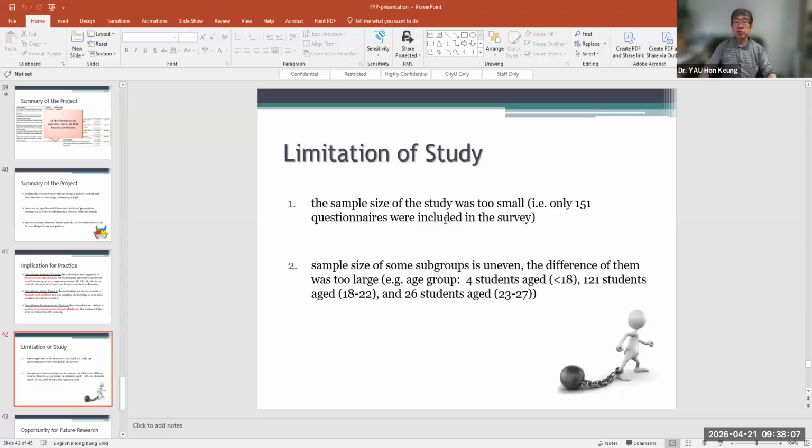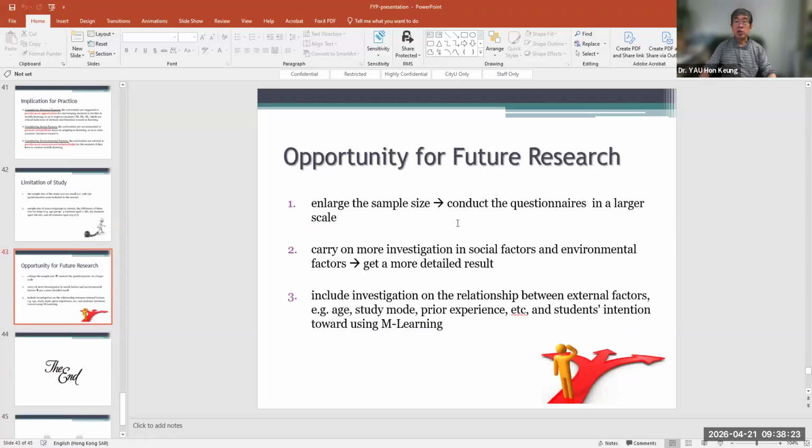Limitation, I think the sample size is too small, only 151, okay? And the sample size is not very even because the age group are quite different, okay? Opportunity, try to enlarge the sample size and carry on more investigation in social factor and environmental factor. Investigation on the relationship between external factor, age, study mode, past experience, etc.